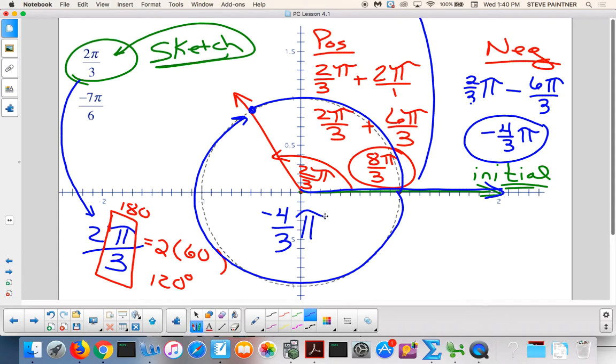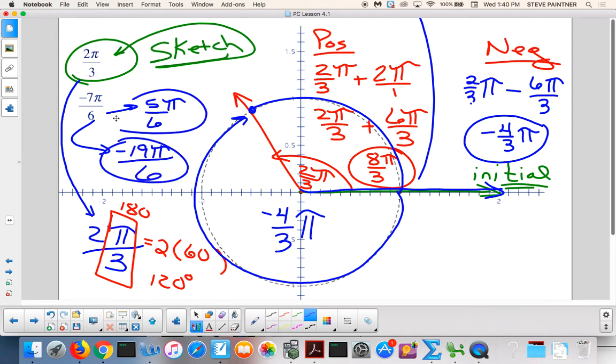Anybody got an answer? Just tell me what you have. Positive is 5/6 pi. Negative answer is what? 19/6 pi. Is he right? Well, you'd add 12/6 and get that. You'd subtract. Yeah, he's right. Write them down. Go do them later, for people that want to do them.